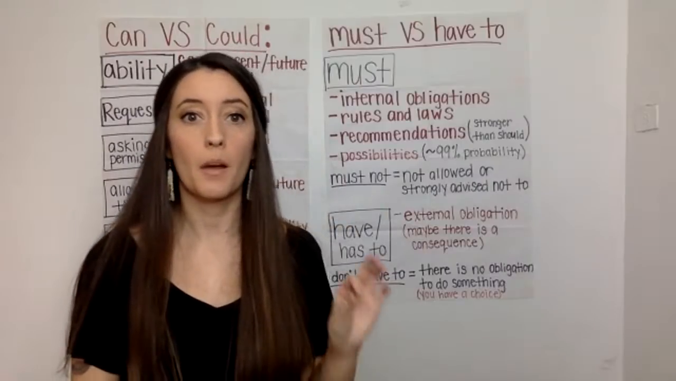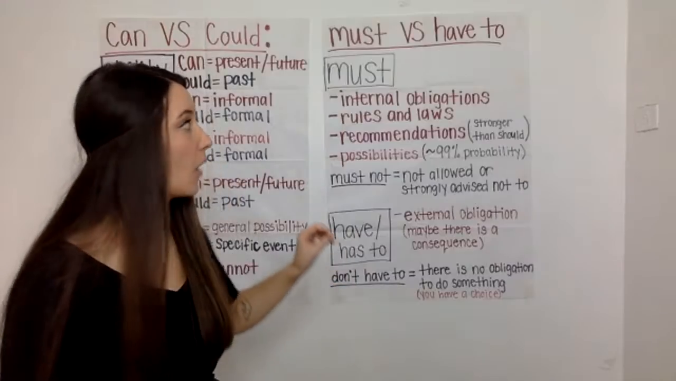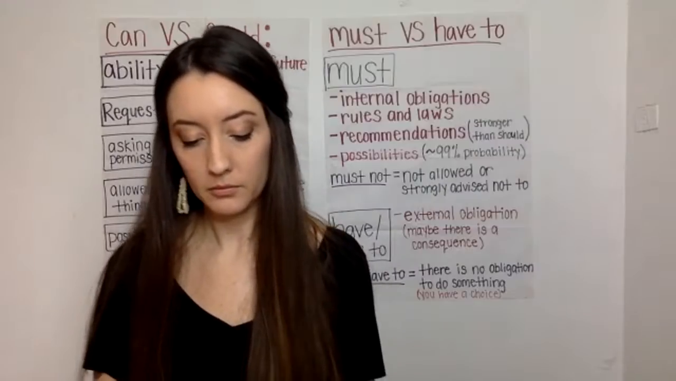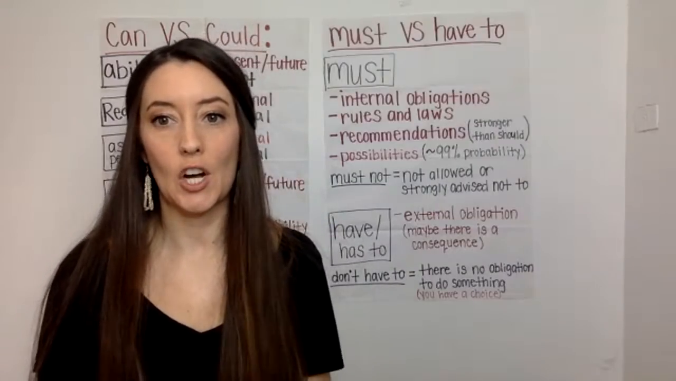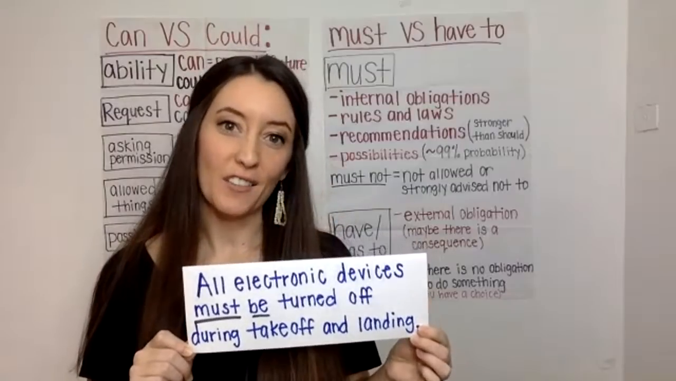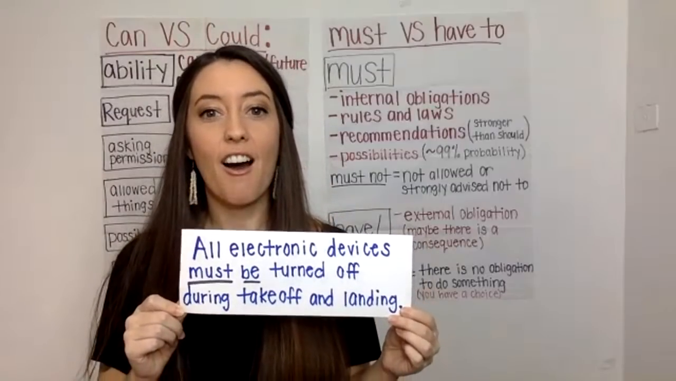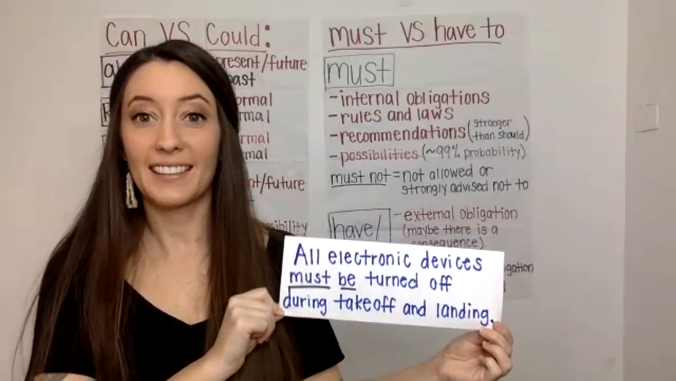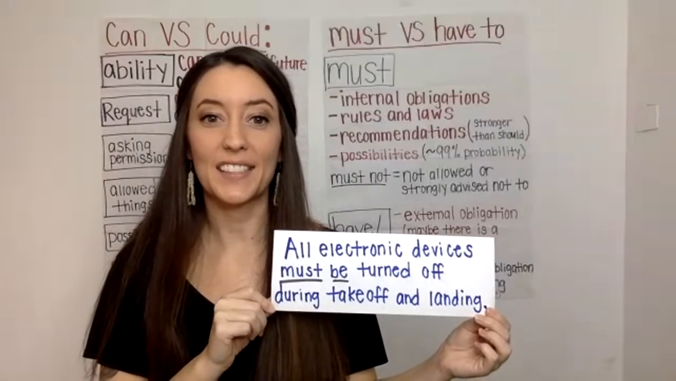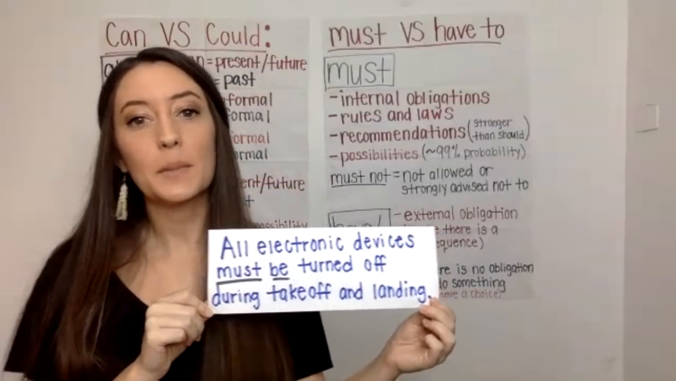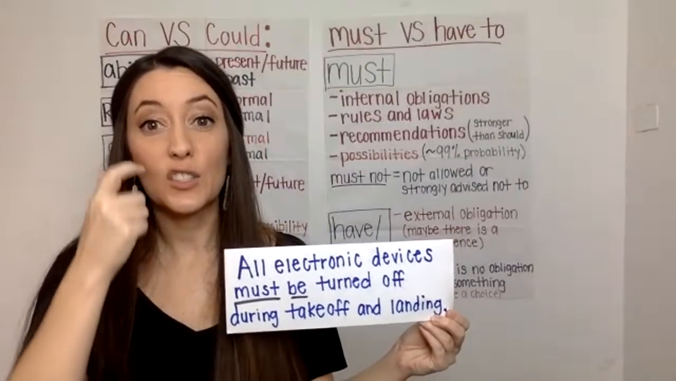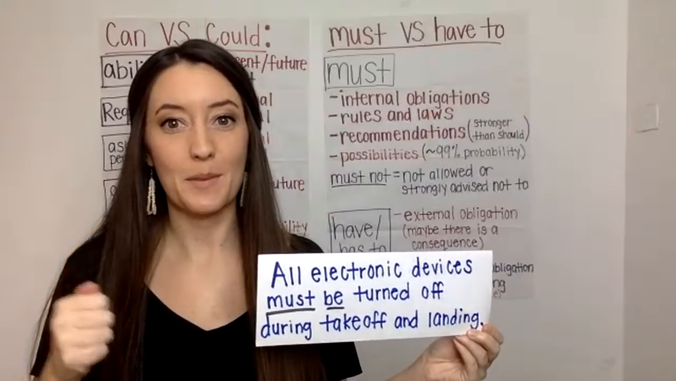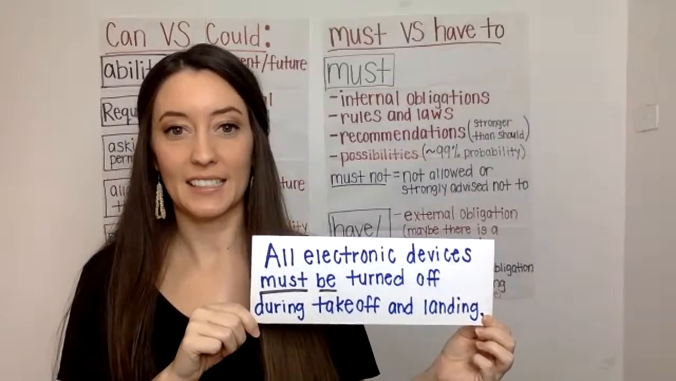Now I'm going to show you some other examples of using must, how we use it with rules and laws, recommendations, and possibilities, okay? So let's start with rules and laws. An example could be, let's say you're traveling, you're on an airplane, and they say all electronic devices must be turned off during takeoff and landing. Okay, so the flight attendant announces that all electronic devices must be turned off during takeoff and landing. This is a rule. When you're on an airplane, this is a rule. You must turn off or put on airplane mode your electronic devices. So we use must.